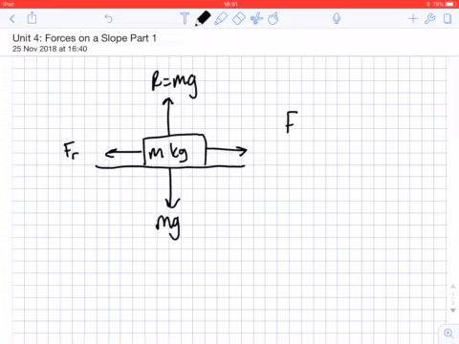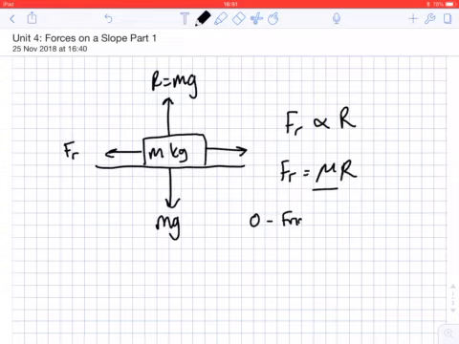So if we were writing this in mathematics language, frictional force must be directly proportional to reaction. And in fact, to construct an actual equation, we put frictional force is equal to mu R, where mu is the coefficient of friction. Now, the coefficient of friction mainly varies between 0 and 1. 0 means that the surface is actually frictionless, and 1 means that basically the frictional force needed to overcome is equal to the normal force.